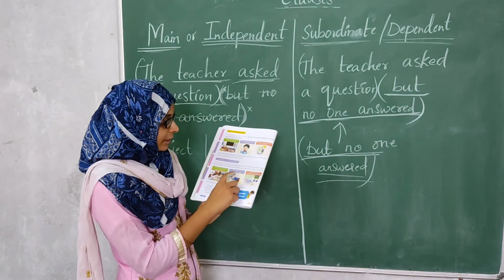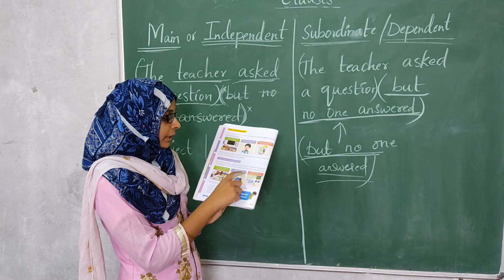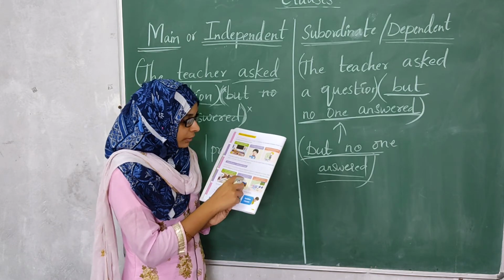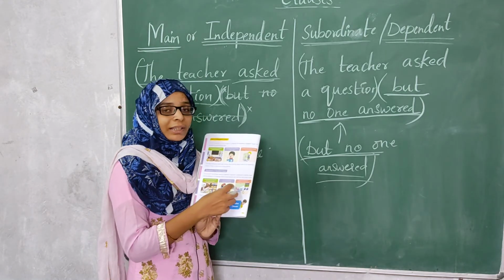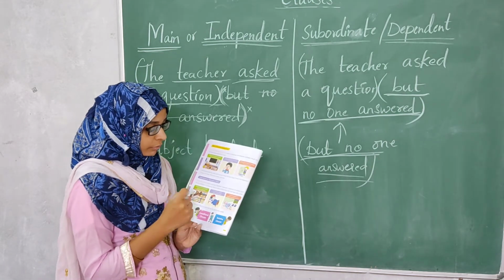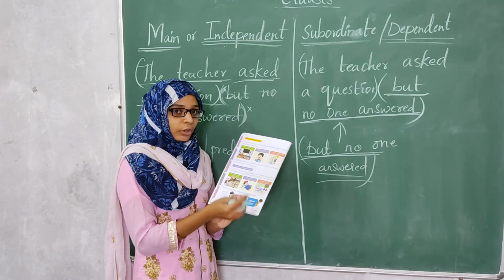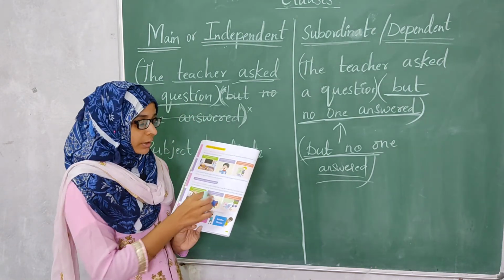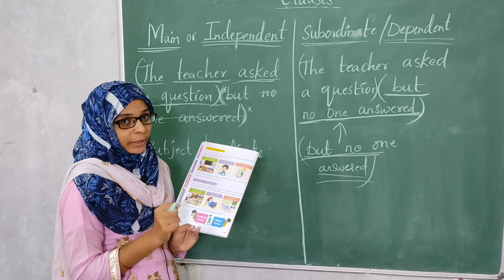Now look at the second example, children. He is taking medicine because he is unwell. Okay, now look at this underlined sentence, children. Look, the underlined group of words. This is also depending on some other clause to give us the complete information. So this is called a subordinate or dependent clause.